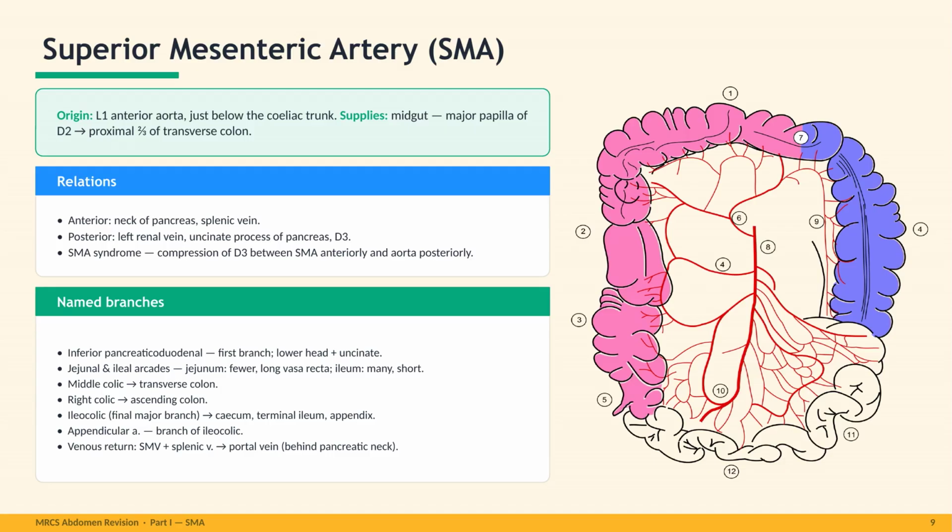Venous return parallels the artery. The SMV joins the splenic vein behind the neck of the pancreas to form the portal vein. So if you wanted, the SMA is your one-stop tour of the entire midgut.